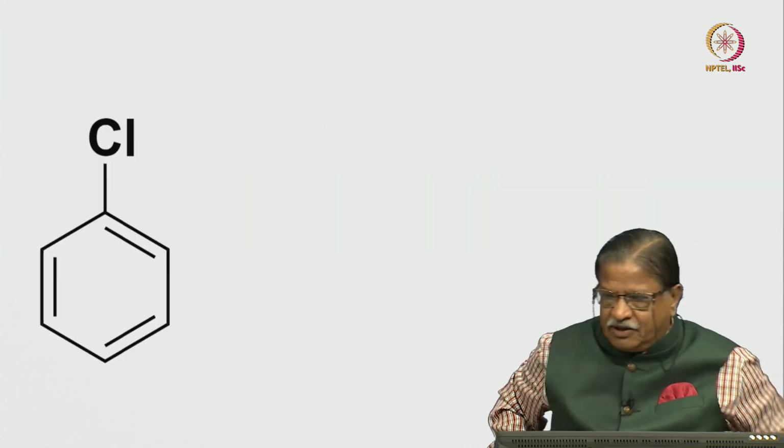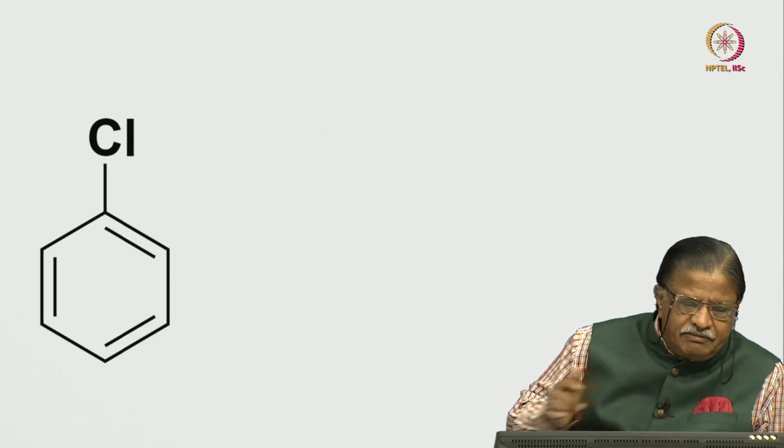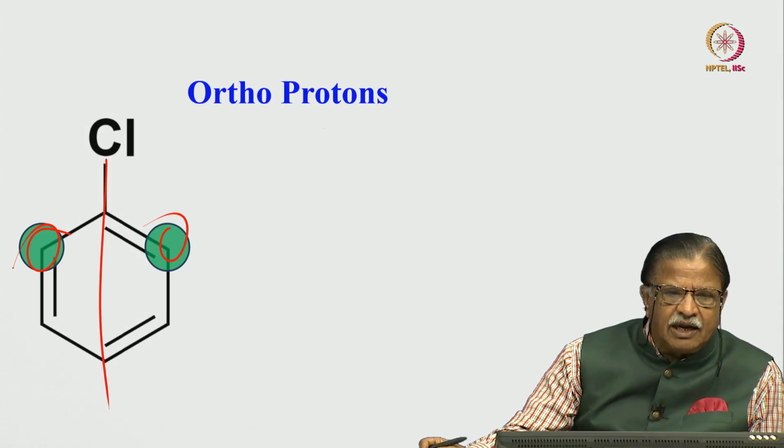We will start with a monosubstituted benzene. This is a simple molecule. There is a perfect symmetry along this axis. This and this are identical. These two ortho protons are the same.